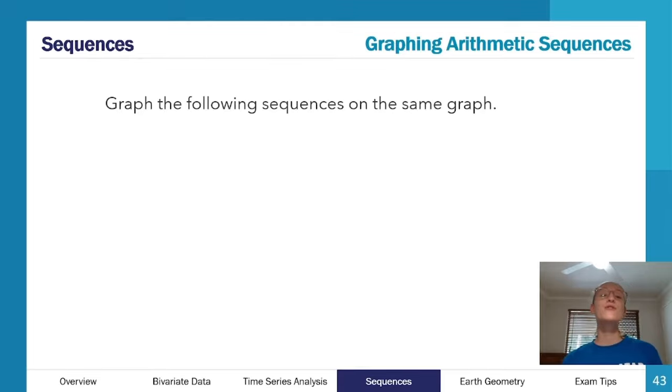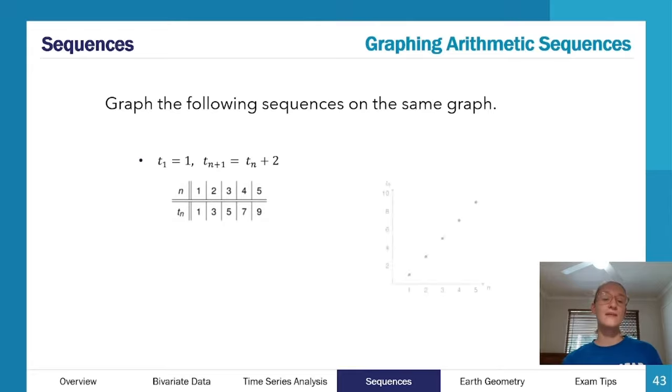So you can also graph arithmetic sequences. I have 2 examples here. This is my first example. So this one here, T1 is 1. First term is 1. Second term is 3 because our common difference is 2, so we're adding 2. So we can see this pattern working out: 1, 3, 5, 7, 9. Similar calculations to what we were doing before, but just in a table form. And it's also been graphed.